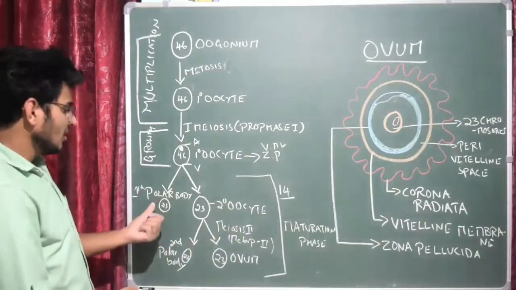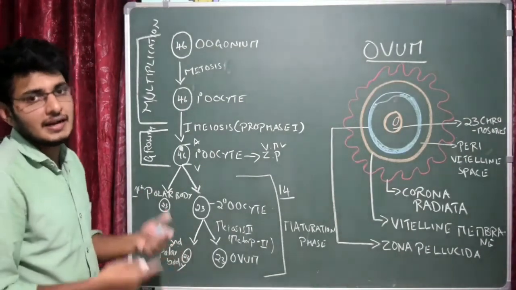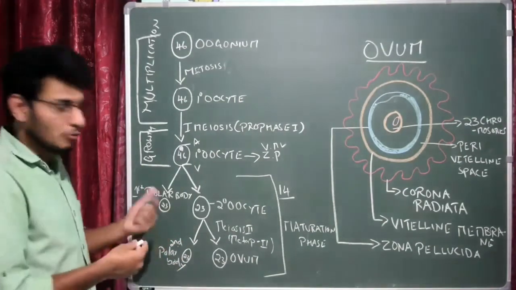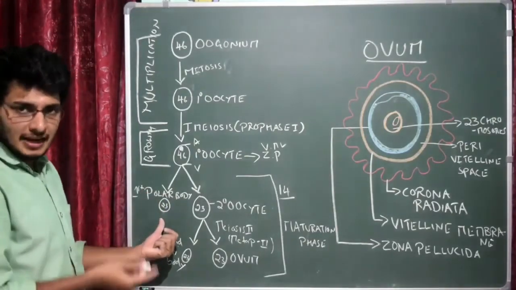That is the thing to understand. The first polar body may undergo second meiosis and produce a second and third polar body. Otherwise, sometimes only one polar body will be produced. That is, the first polar body produces another polar body, that is the second polar body.